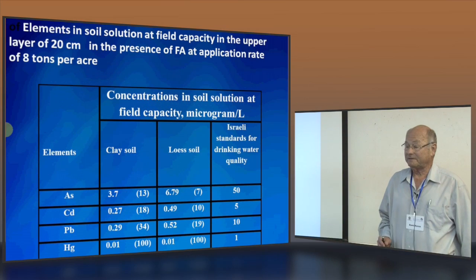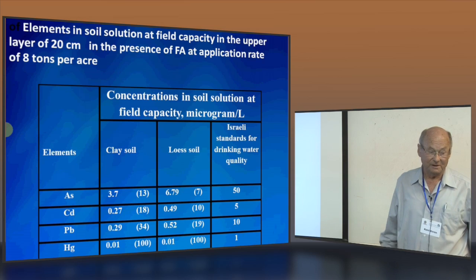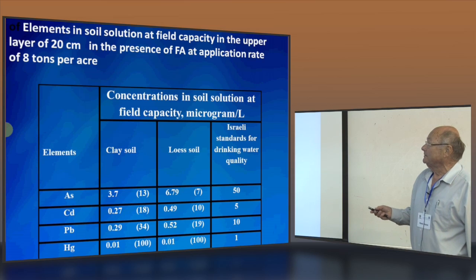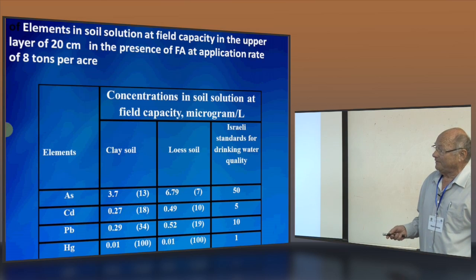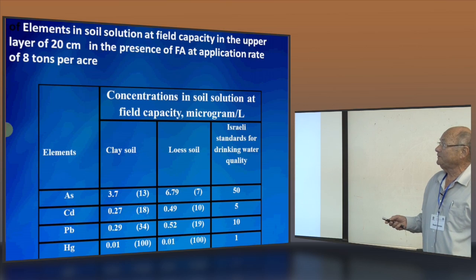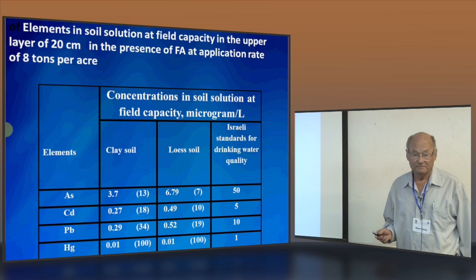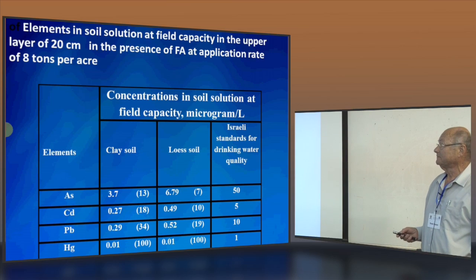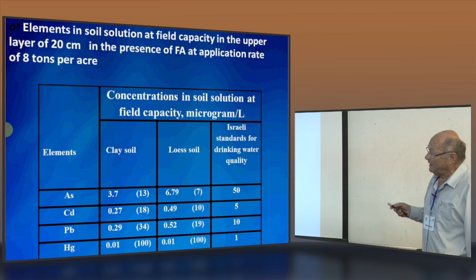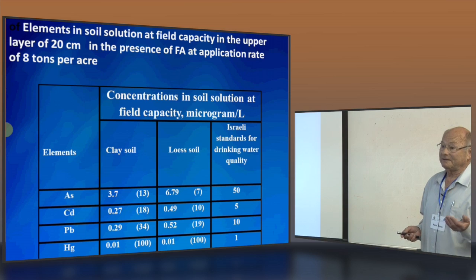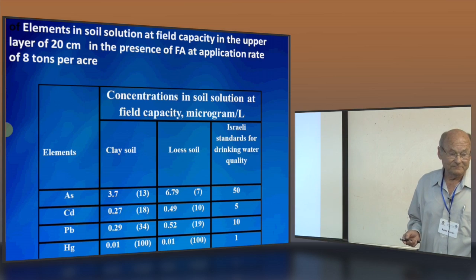So, this is the second table, the important table that I want to show. There are only two tables in the lecture. Again, those are the four elements. This was calculated for the two soils, clay soil and loess soil, based on the water content at field capacity. In the last column, I want to refer to the quality standard for drinking water in Israel.